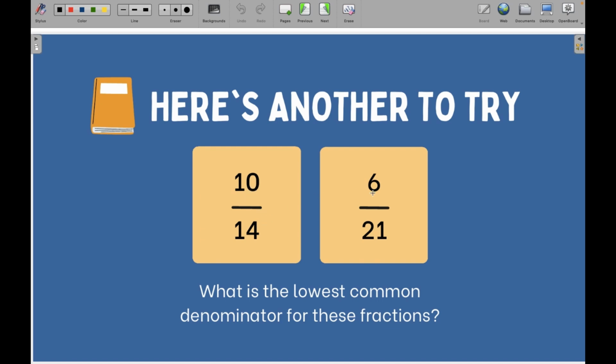Another question, 10 by 14 and 6 by 21. So we'll do cross multiplication. 14 sixes are 84, right?